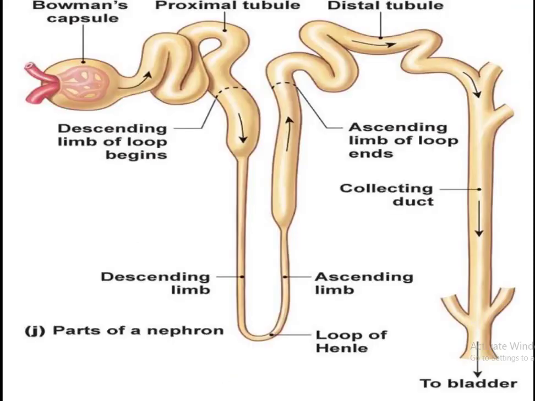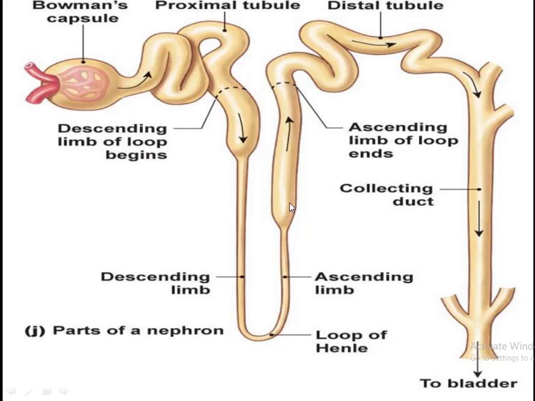In this picture we can see from the left, this is the Bowman capsule surrounding the glomerulus. This is the afferent arteriole going in and then the efferent arteriole out. The filtrate will pass from the Bowman capsule to the proximal convoluted tubule, then to the loop of Henle. The proximal convoluted tubule is in the cortex, and the loop of Henle will descend down in the medulla. The loop of Henle has two parts, descending and ascending limb.